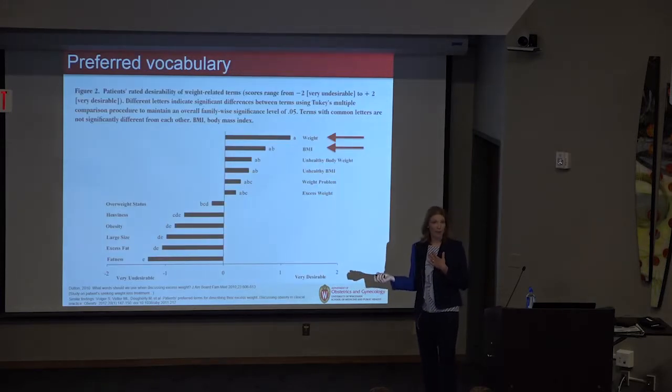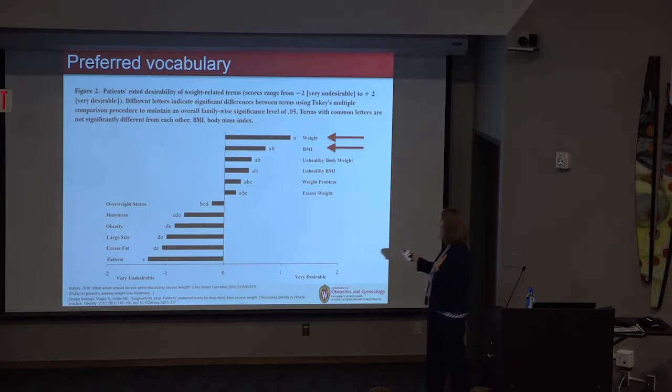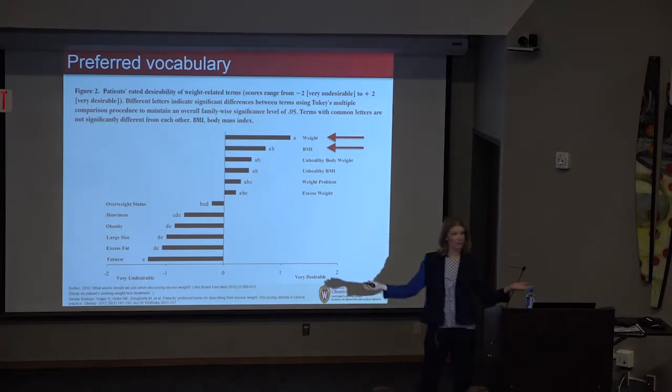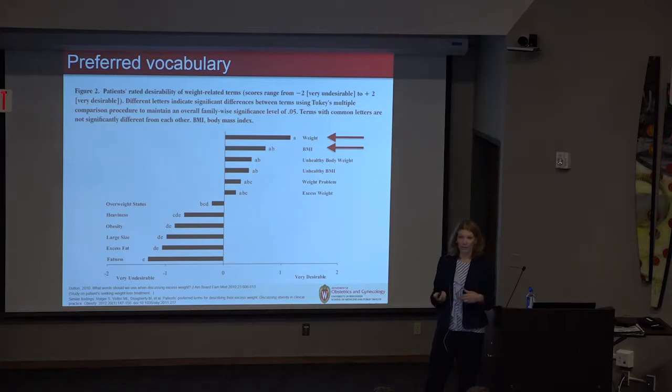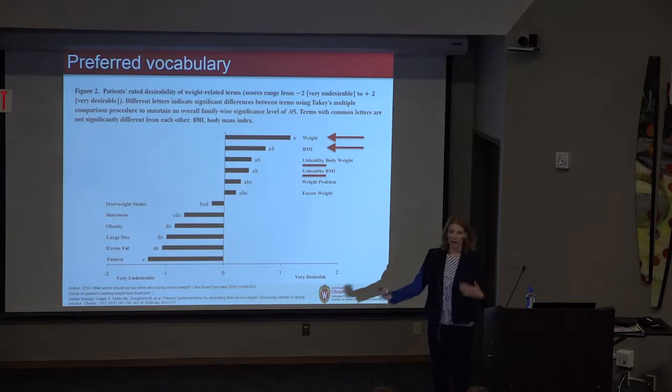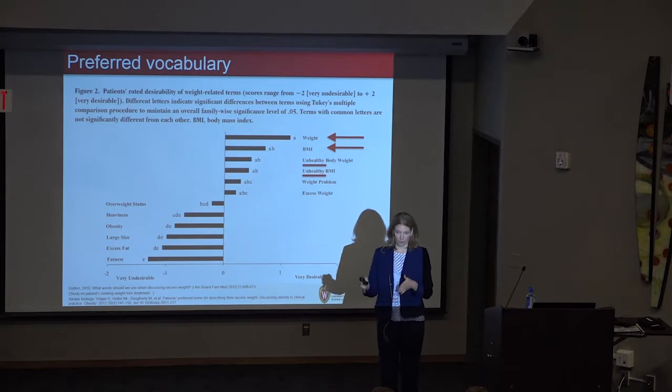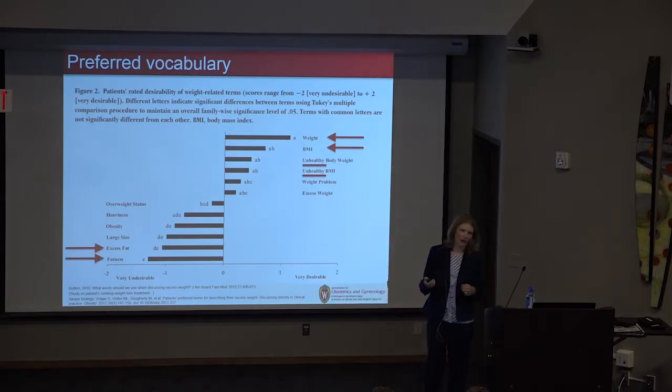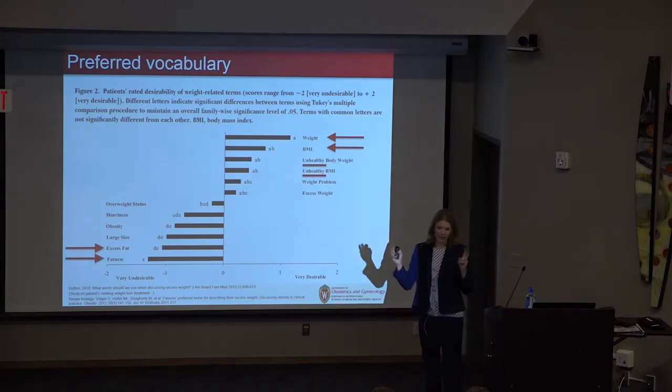Now in terms of preferred vocabulary, patients have been asked to rank different terms: weight, BMI, weight problem, excess weight, overweight, obesity, excess fat, and fatness. And when asked, on a scale of very undesirable to desirable, terms that patients tend to prefer are terms like just weight, or body mass index, BMI, which is seen as rather non-stigmatizing. Some patients also prefer the term unhealthy weight or unhealthy BMI, with the goal that they would be getting to a healthy weight in the future. Terms that are obviously disliked are fatness or excess weight.